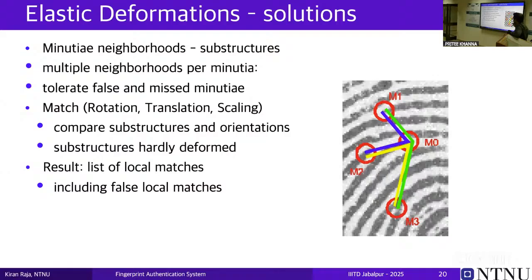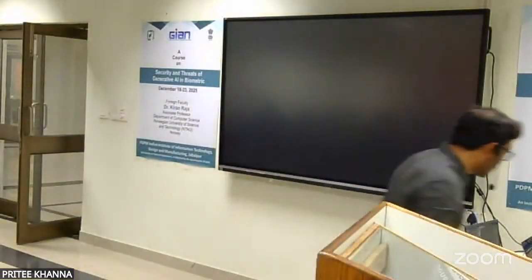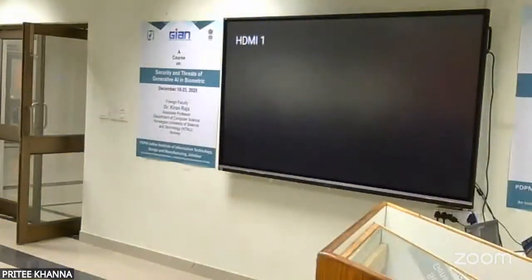And this approach is slightly better because it can tolerate false and missed minutiae when I'm capturing. The second part is that it can also be good for comparing substructures. So as soon as I'm talking about this one, I could also say that, okay, this minutia has something happened.